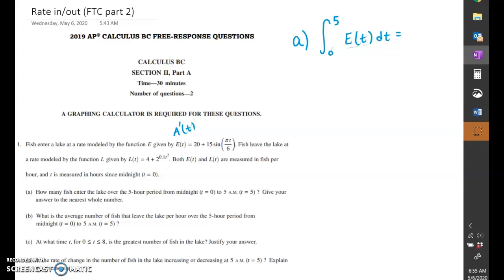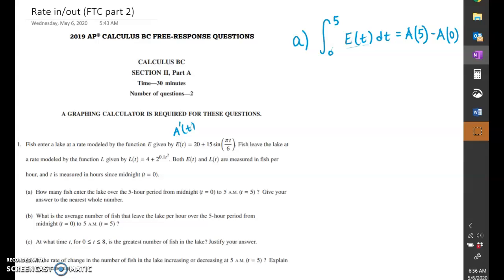If you think about units, E of t is measured in fish per hour, dt is measured in hours. So the per hour and the hours cancel, and you wind up with just a number of fish. So this would be, I'm going to call it A of 5 minus A of 0. So A of 5 minus A of 0 is what I want. That's the number of fish that enter over the 5-hour period.